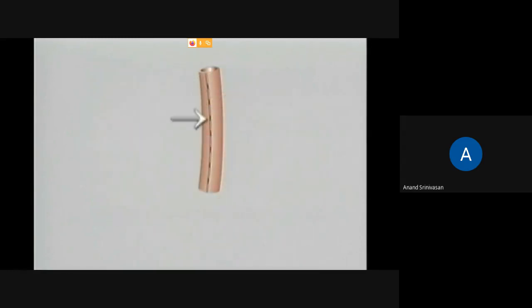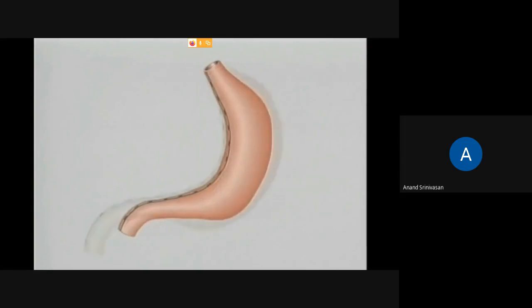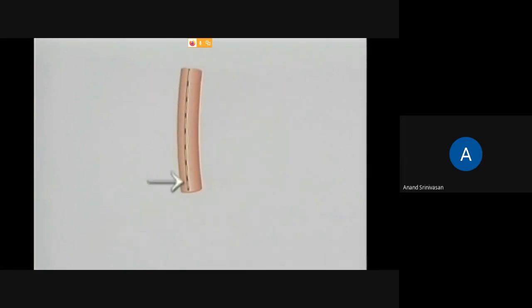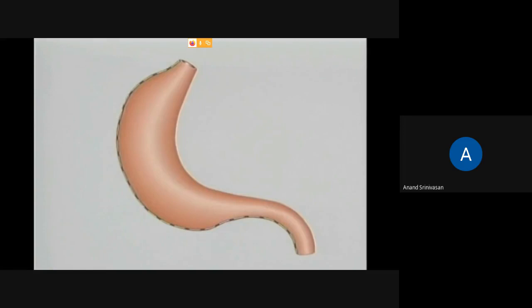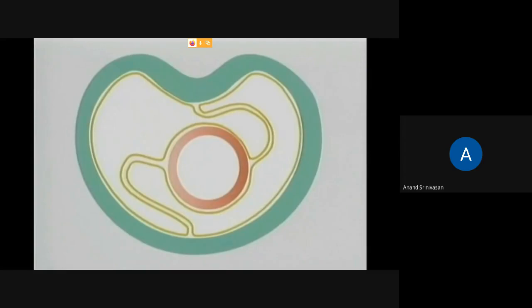The line of attachment of the ventral mesogastrium swings round to the right as the foregut develops. It ends up running along the lesser curve of the stomach and the top of the proximal duodenum. On the back, the attachment of the dorsal mesogastrium swings round to the left. It ends up running along the greater curve of the stomach and the underside of the proximal duodenum. While the foregut is developing, there are important changes in the ventral and dorsal mesogastrium.